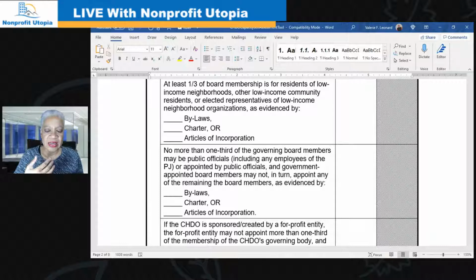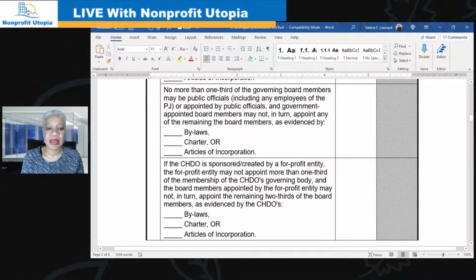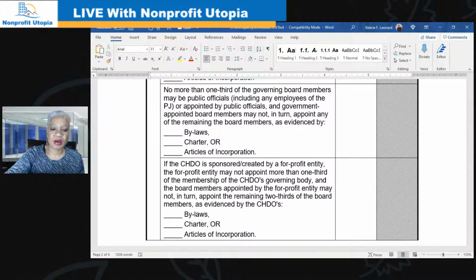All right, and then again, this is another CHRL requirement. No more than a third of your governing members can be public officials. And again, this is only for the CHRL program, but it might be instructive for people who are thinking about creating a board where they might consider having elected officials on the board. You know, there's pros and cons to having elected officials on your board, but this might be a way of looking at how you might incorporate elected officials on your board. Again, that can be documented through your bylaws, through your charter, and or your articles of incorporation.